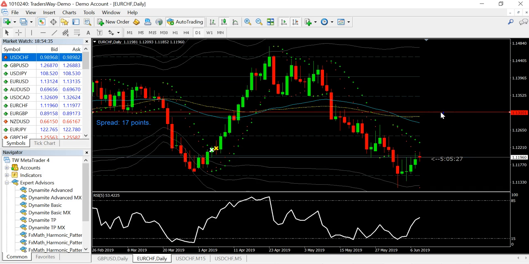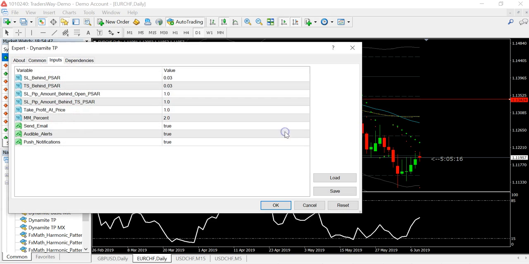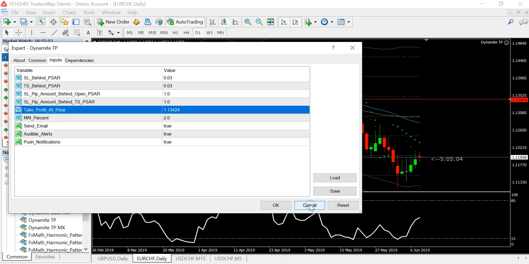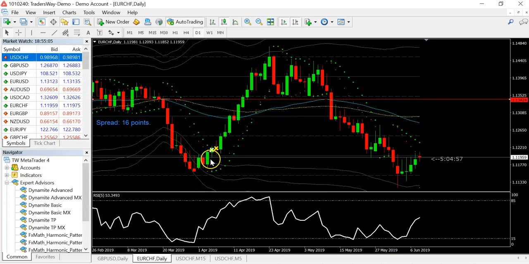Say we wanted to go just above the 50, maybe here, for whatever reason. So you would take that number there and you would enter it in. 13424, and that would put your take profit. You will then see it on the chart. It'll put it there. The rest of it operates the same. The SARs continue to trail up here.